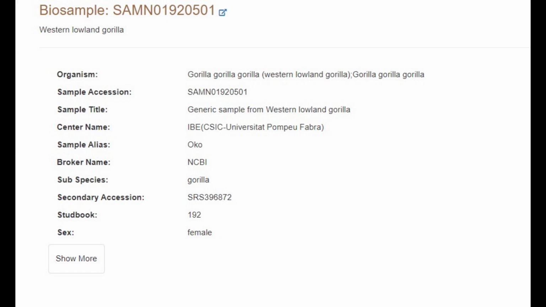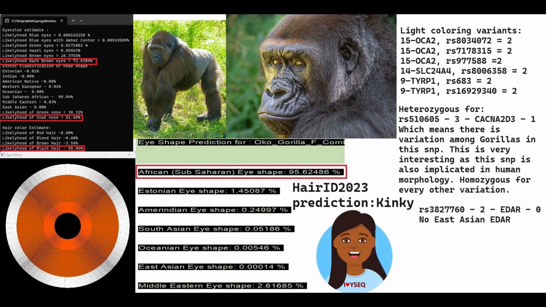She's from the University of Pompeu, which I think is in Spain. And here's what she's predicted to look like. She's predicted to have dark brown eyes, snub-shaped nose, and black hair with my NOSHACOT tool. With Y-sex, she's also predicted to have the same kind of traits: black hair, dark skin, brown eyes.